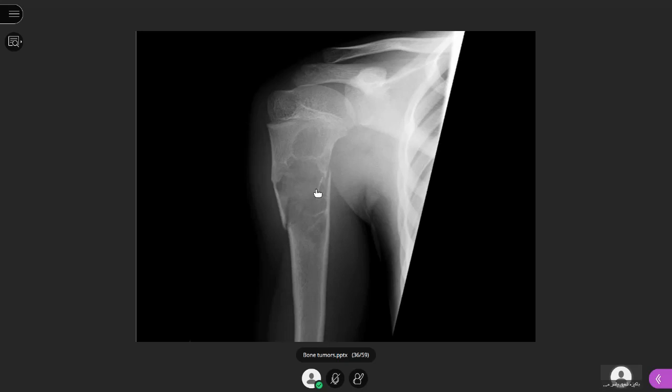So this is called fallen fragment sign. If you see a lytic lesion, especially in the humerus, with a pathological fracture and a fallen fragment, then most probably the diagnosis is simple bone cyst. Okay, and if you see the epiphysis is unfused.